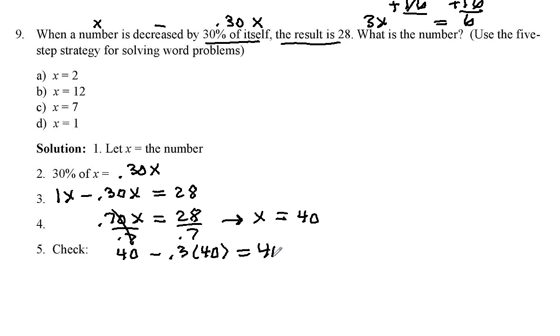Well, that's going to be 40 minus 3 times 4 is 12. So 0.3 times 40 is also going to be 12. So this is 40 minus 12, which is 28. And that is indeed what we wanted right here. Wanted 28. So x equal 40 is our solution there. Oh, not one of the ones listed here. So typo. D. There we go.